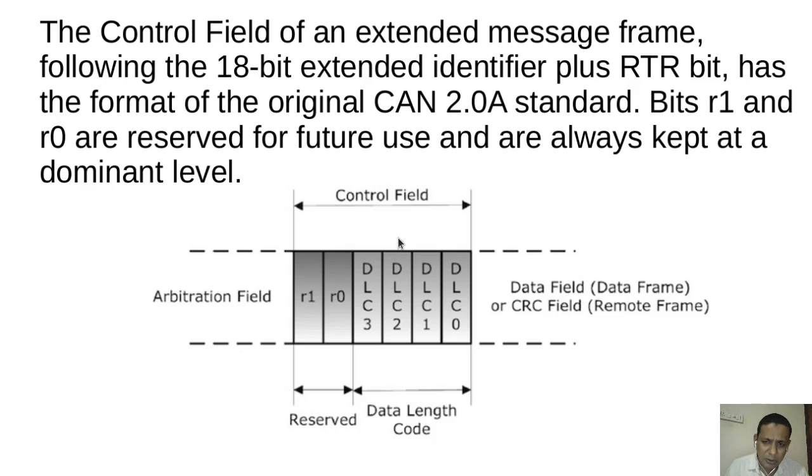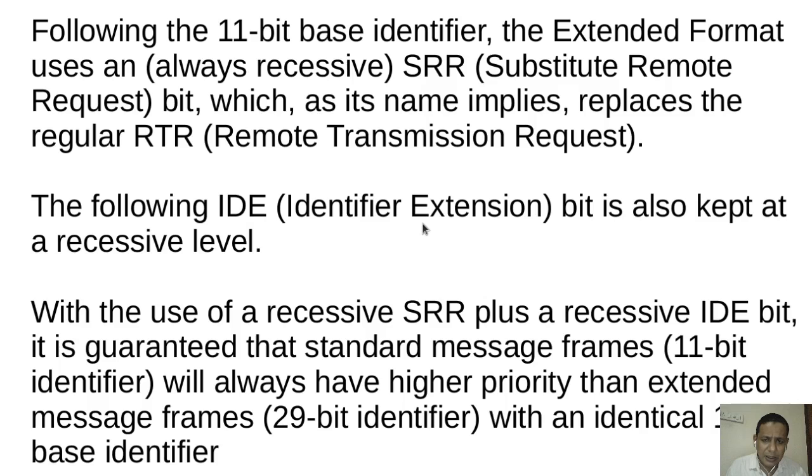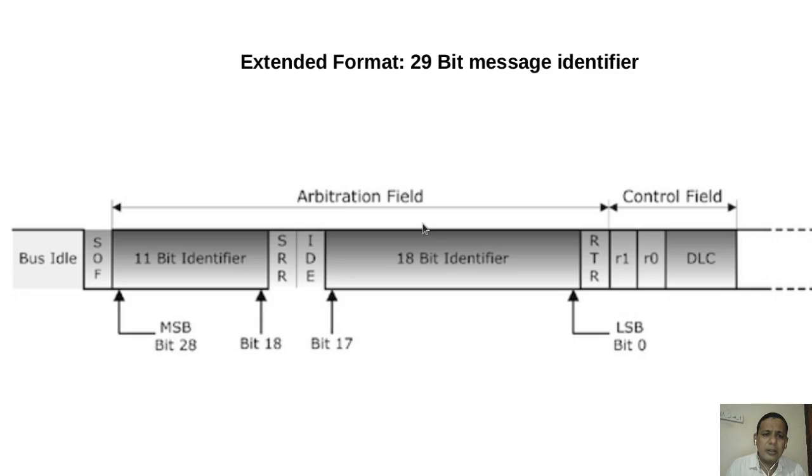So we can see the comparison of the control field of the 11-bit standard and the 29-bit extended format. This is the control field of the extended format: R1 and R0 are reserved for future use, and this is the 4-bit data length code, DLC.